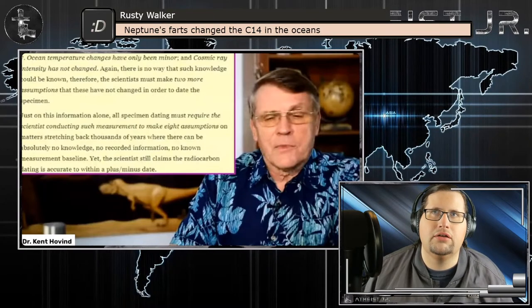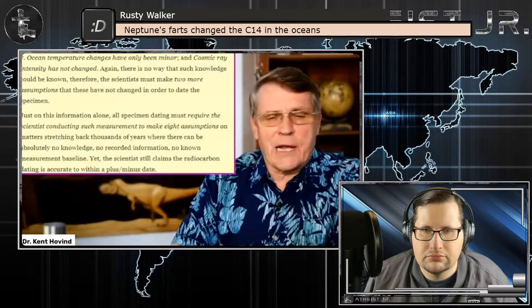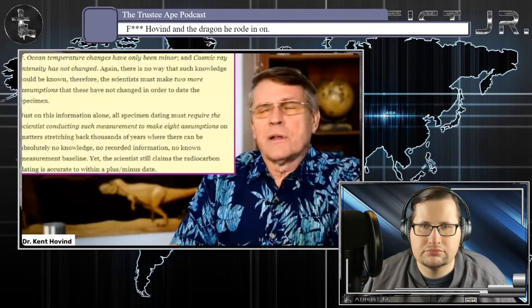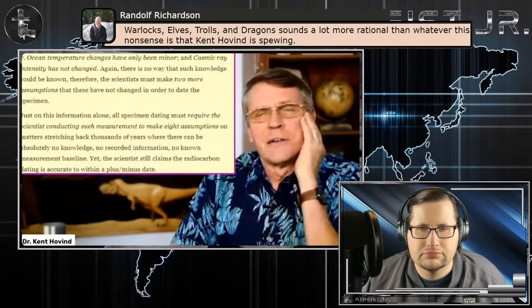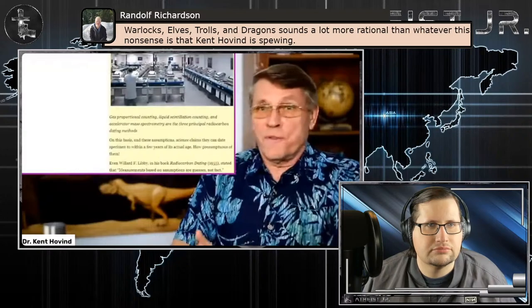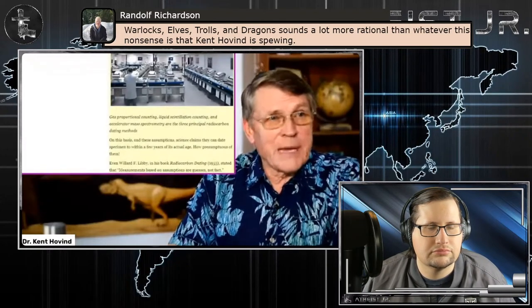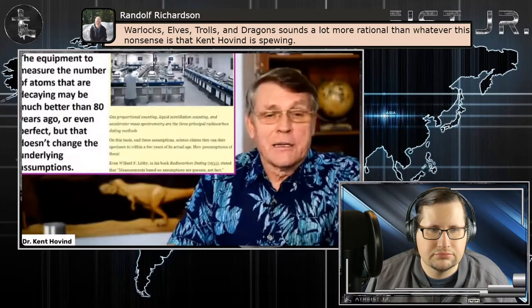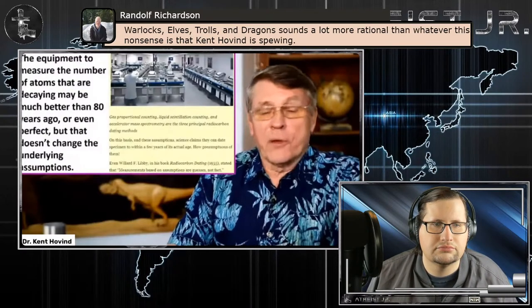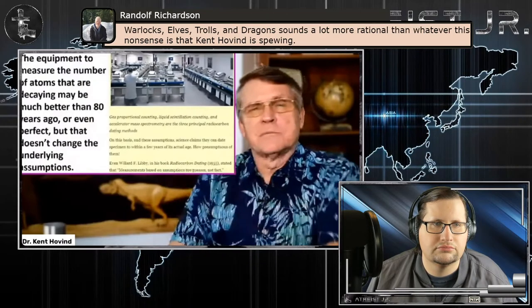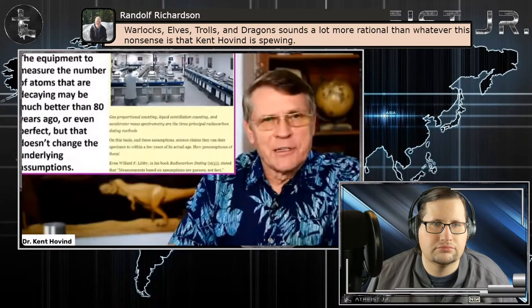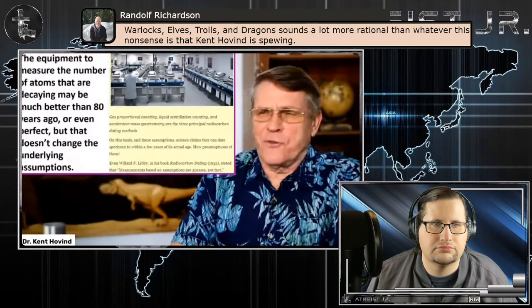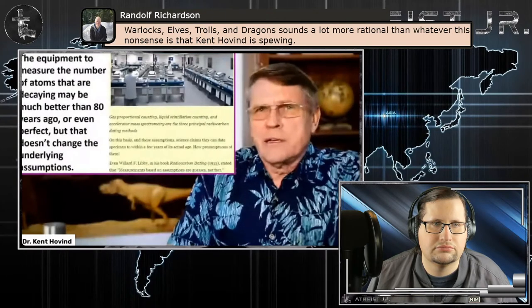Earth? Often. Yet the scientists still claim radioactive carbon is accurate within a plus or minus date. Well, if all those assumptions are true, then yes, your date is right. But any one of those assumptions would mess it up. Now, they've got some real fancy equipment to do the carbon dating with. Megabucks put into this stuff. The equipment to measure the number of atoms they are decaying is much better than 80 years ago, or even perfect. They might even have, might measure it perfectly. I'll give them perfection. That doesn't change the assumptions under it. You can measure the candle precisely 7.0439 inches tall. When was it lit? Do you see? One part of a mammoth is 29,000 years old, and other parts 44,000.